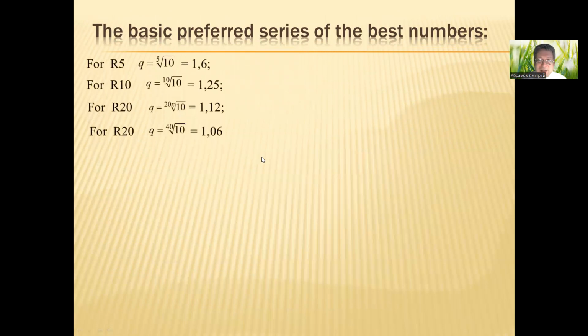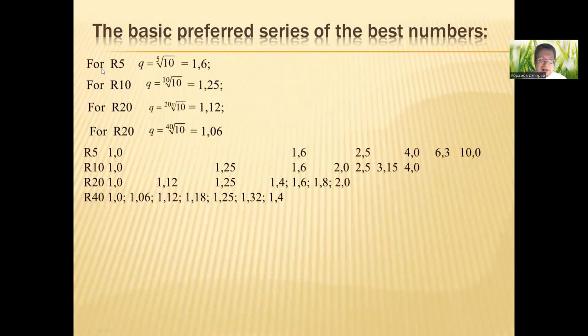The basic preferred series of preferred numbers. For R5, q is equal to 1.6. You can see the row R5. First item 1.0, second item 1.6, then 2.5, 4.0, and 6.3.